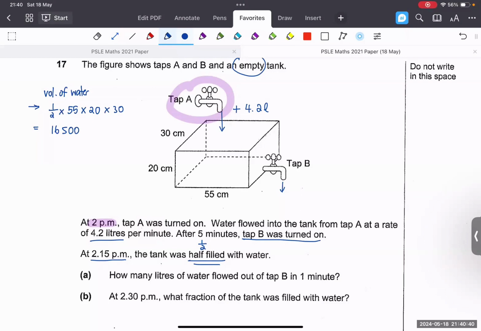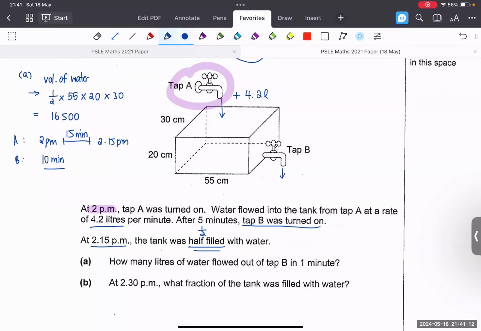Remember, very important, let's work out the time line and see what's happening. From 2 p.m. to 2:15 p.m., tap A filled in water for 15 minutes. This is tap A. Tap B, okay, 5 minutes later, tap B was turned on. That means tap B was only turned on for 10 minutes. This is important because the amount of time taken allows us to find out something. So this is A.